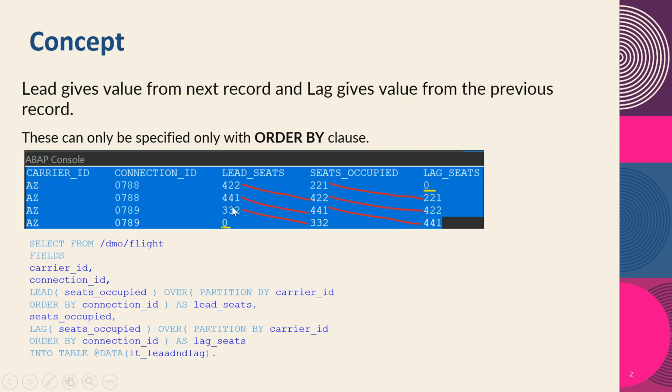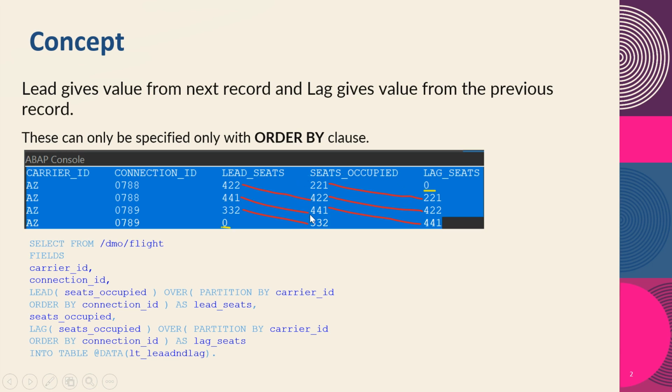And it's reverse for lead. For lead, it will be the next record. The next record, the second record, is 422. So in the first row, 422 will be shown. And the second and third row values will be shown accordingly.